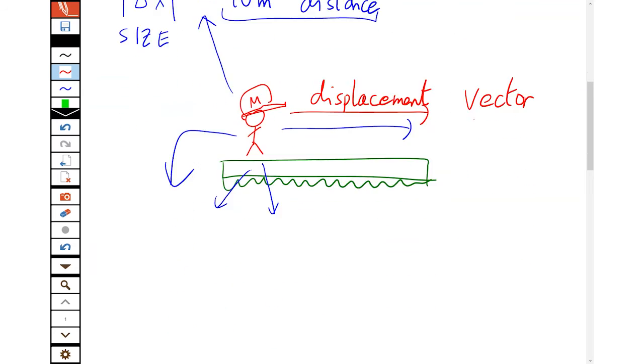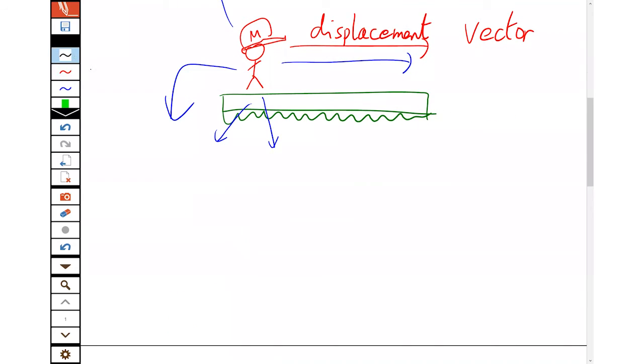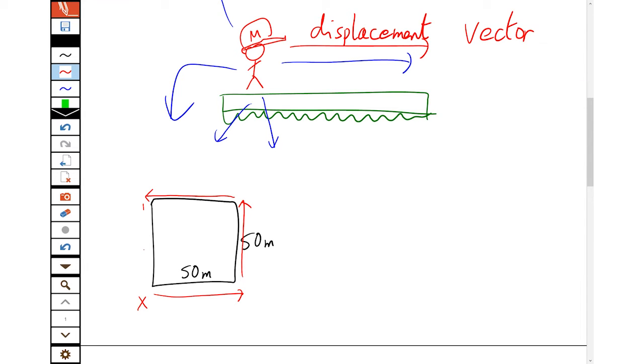Another example is, let's say we have somebody walking around a field, which is a square field 50 meters long. So if we start here and we just walk around the edges, we could be asked, what distance did we cover?